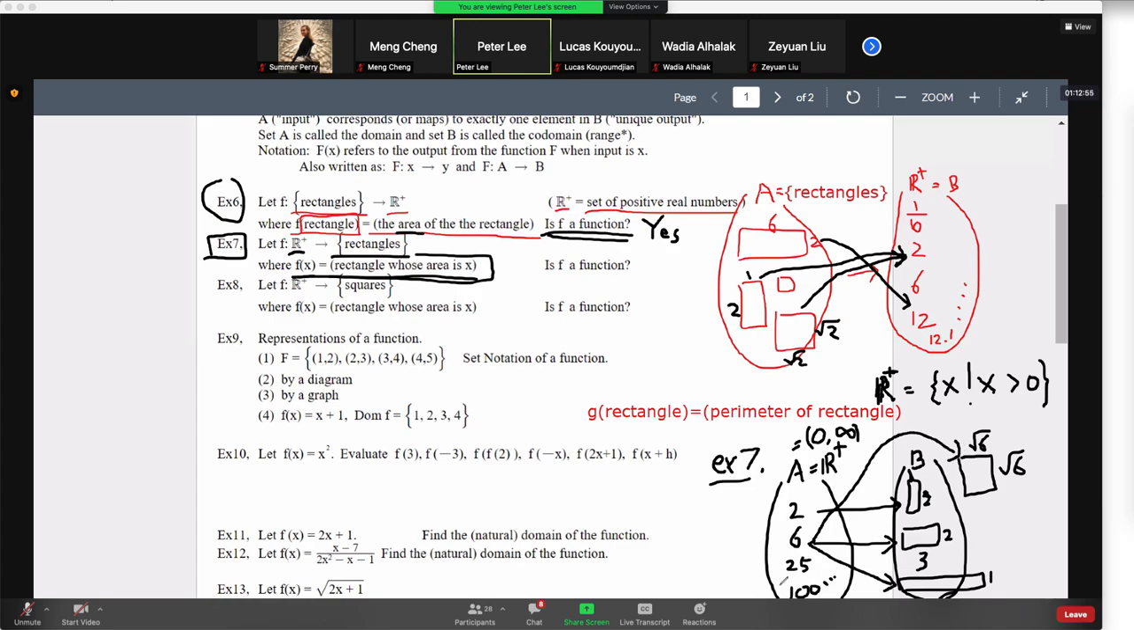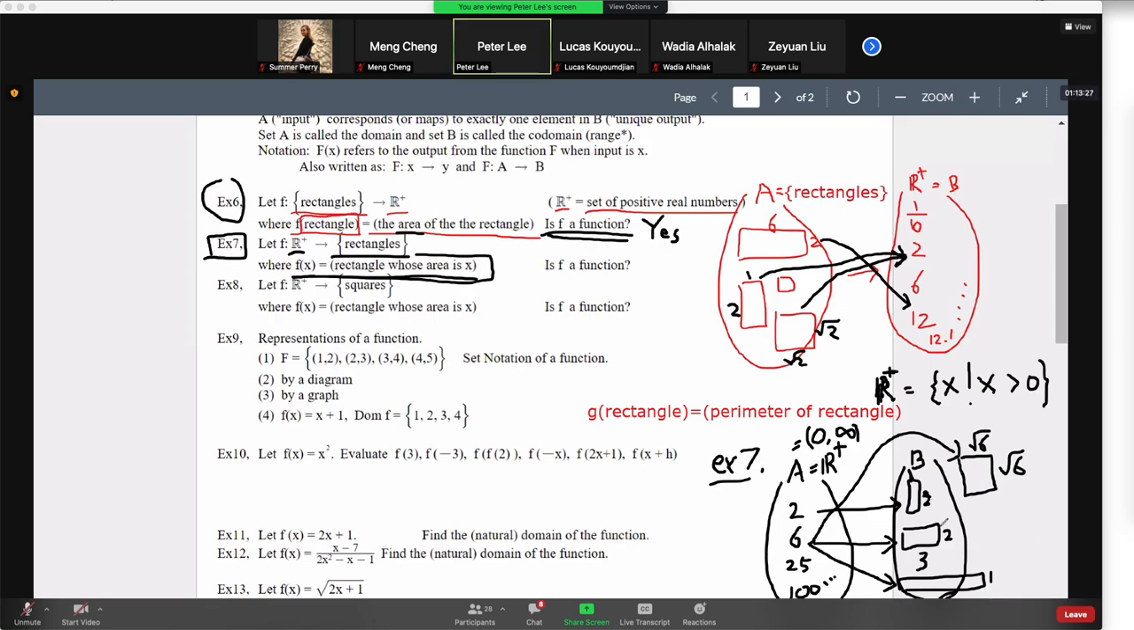Note that in this case, if the input is 6, how many outputs are possible? How many rectangles have area 6? How many rectangles do we have with area 6? 3 rectangles. Just 3? Yeah, I drew 3 here. But do you have just 3 or do you have more than 3?